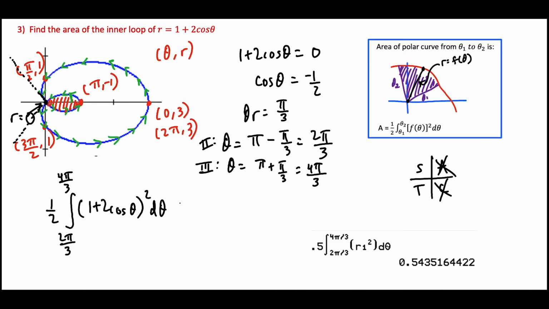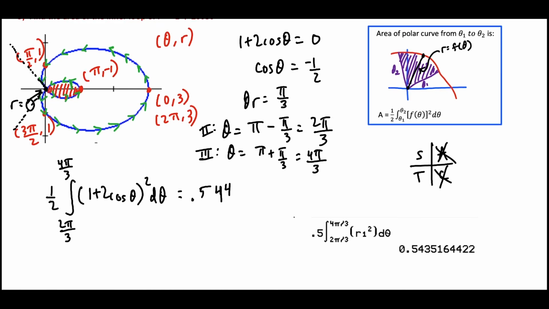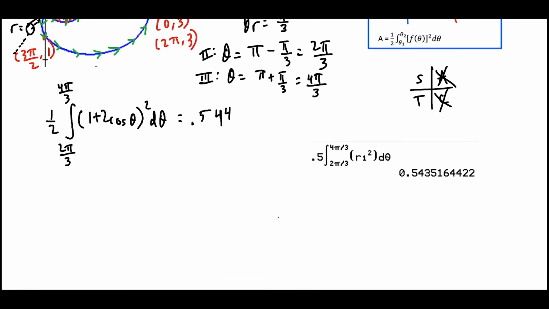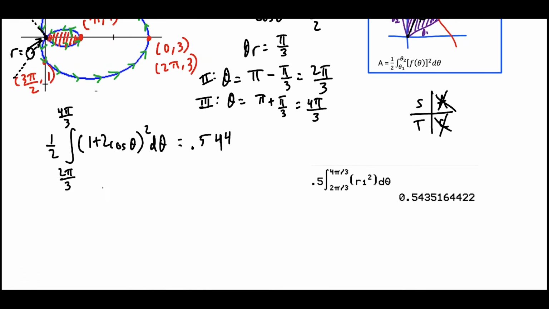So let's write our answer out. We're going to round to the nearest thousandths place. So we're going to have 0.544 square units. Now let's just say that technology is not an option, that you have to write your answer in simplest radical form. Then we actually have to go through the whole process of taking the antiderivative of this thing.